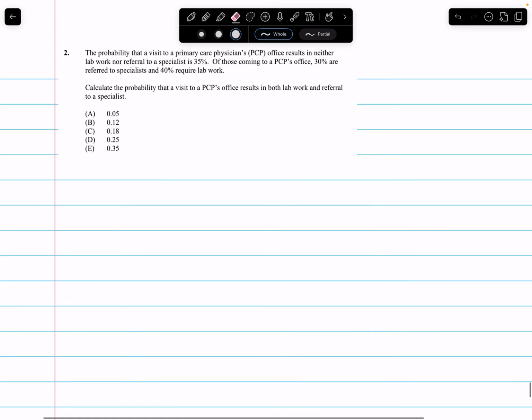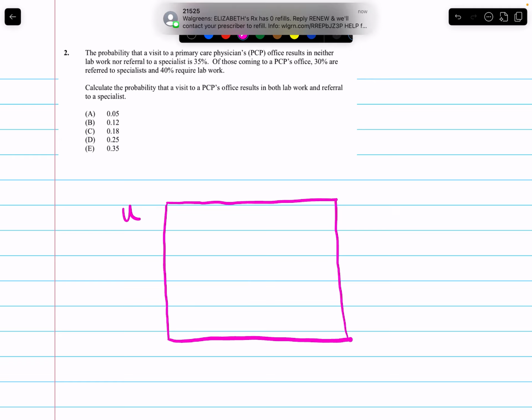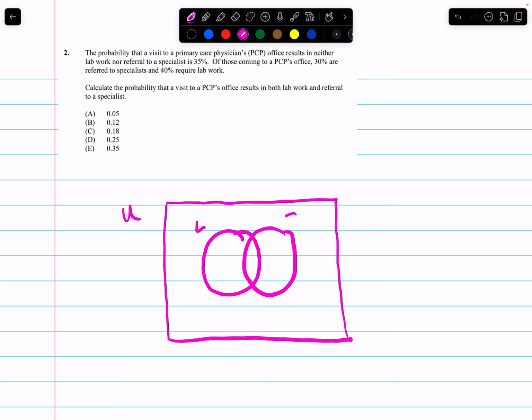There's a lot of words there that kind of feel like they're meant to confuse, so let's just sort it out, often with a Venn diagram. We are really considering only people, so this universal set right here is the people that go to the primary care office. And of those that go to the primary care office, they could get lab work or they could get referred to a specialist or neither.